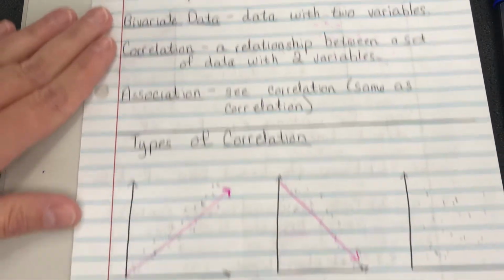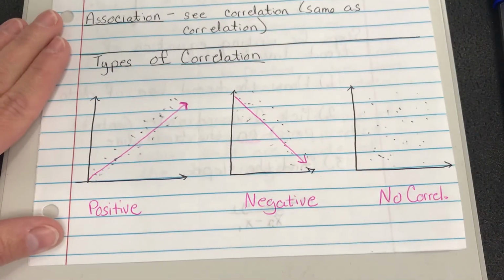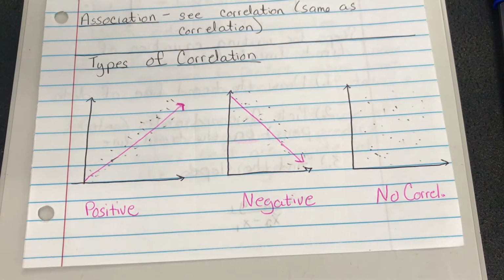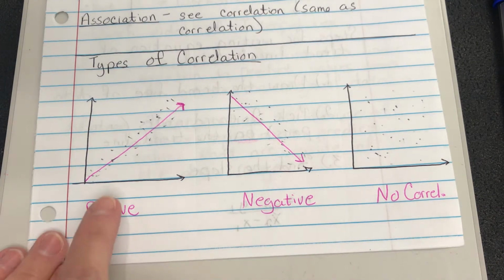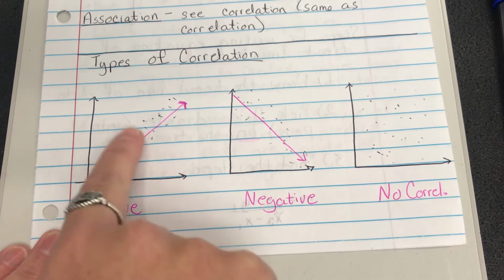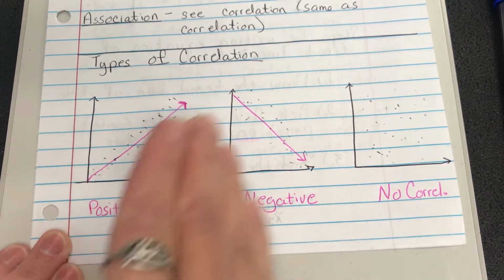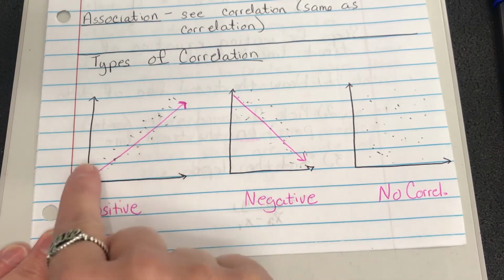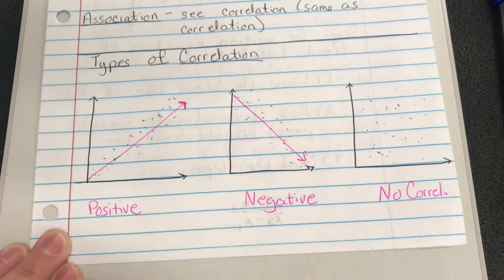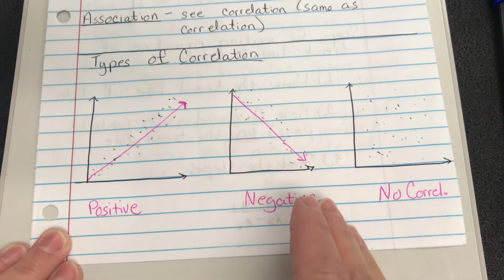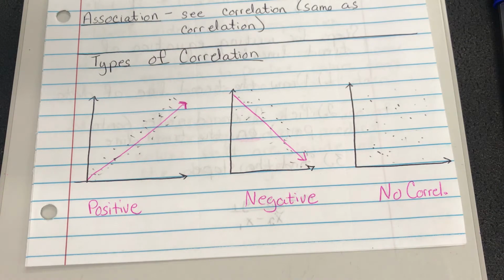All right, so types of correlation. There are three types of correlation. You have positive, negative, and none, or no correlation. So your positive correlation is going to have scatter plots, probably not like this in a perfect line, but you're going to see that it's going in the positive direction. A negative correlation, your scatter plots, you can see are going in a negative direction.